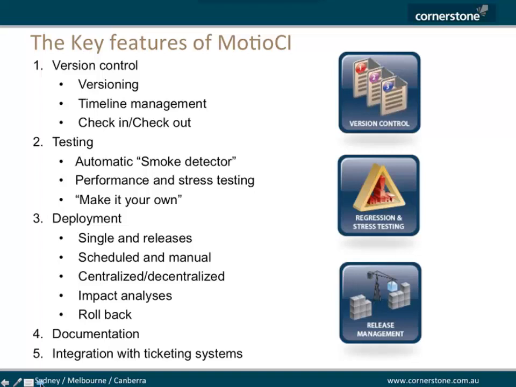Important is also deployment, bringing content from one environment to the other. That could be scheduled or manual, centralized or decentralized, exactly the way you want to have it. Another important feature is documentation, and especially the lineage of data, the lineage of objects, and what is related to what, and not only in one environment, but also cross environments. And I think that's a very important feature for compliance and to show how changes are being made in your BI environment. And the last feature will be integration with ticket systems.